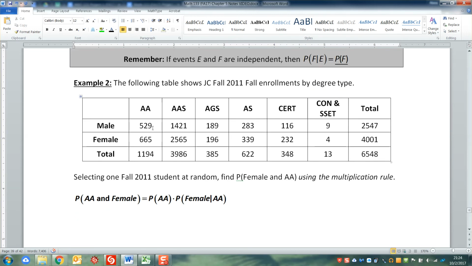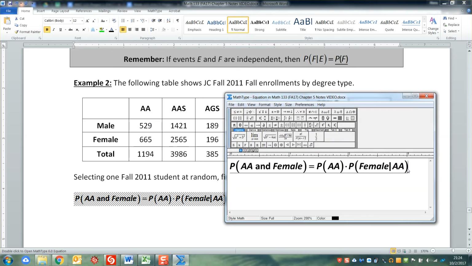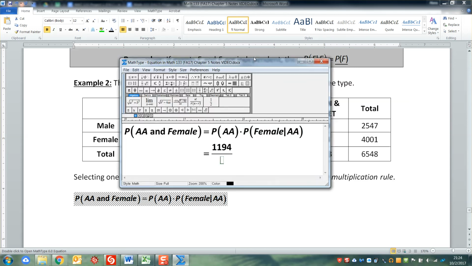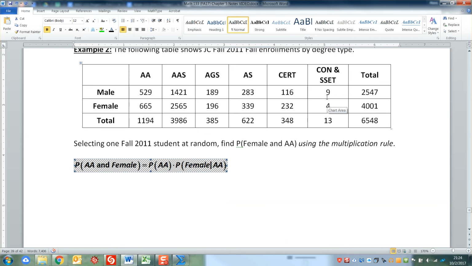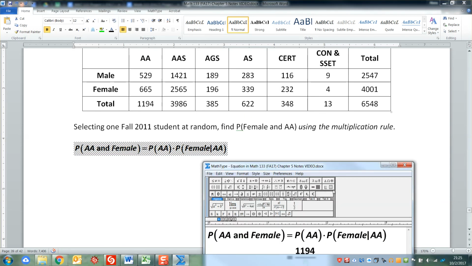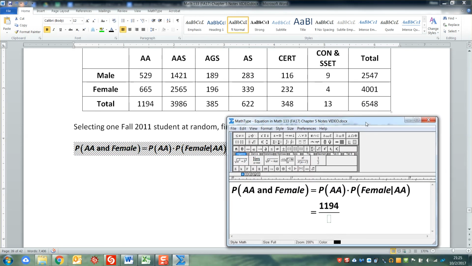Okay, well, the probability of AA we already know. We figured that out before in a previous section, but let me just remind you, it's equal to 1194, because that's how many AA students there are, associate in arts, divided by the total. So I got to move this somewhere. Here, let me pull this up here. There we go. Divided by the total of 6548.